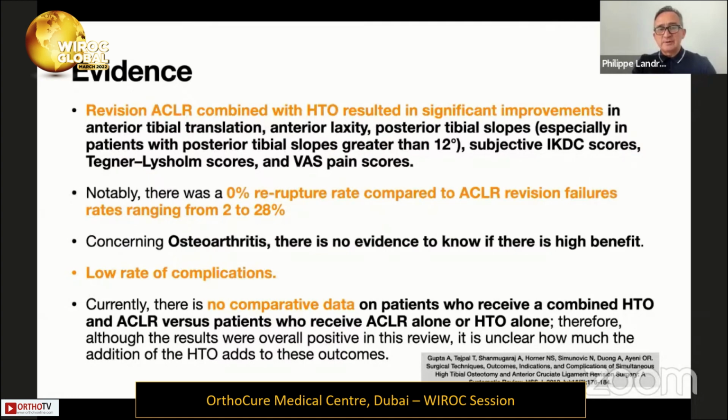So there are some papers. There's no strong evidence because there are no real comparative studies, but it's clear that all the papers in the literature now show that revision ACL reconstruction combined with HTO improves the result and the outcome. The rate of complication is not so high, surprisingly. There is still no evidence about the effect on osteoarthritis, but in terms of knee stability and the outcome, there is clearly an improvement.